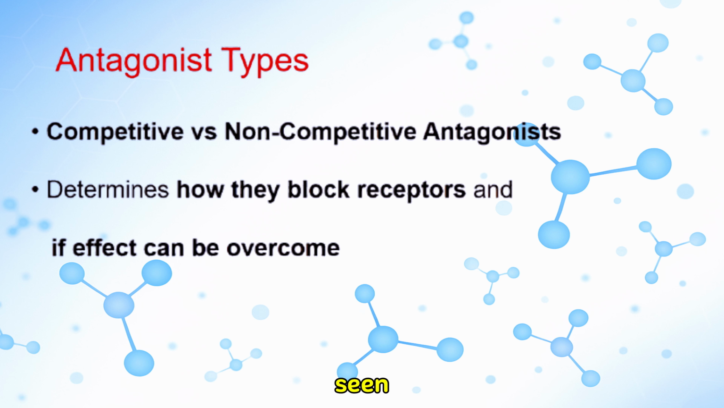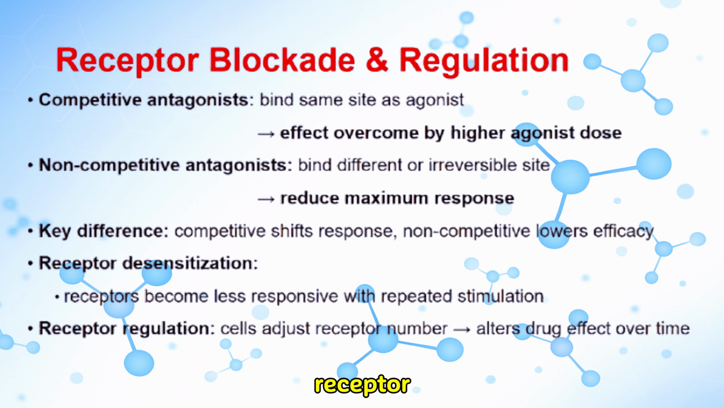So now that we have seen how agonists, partial agonists, and antagonists work, let us take a closer look at how antagonists differ from each other, especially when it comes to competitive and non-competitive receptor blockade. Mechanisms of receptor blockade. Competitive versus non-competitive antagonism. Antagonists can block receptors in different ways depending on how they bind. Competitive antagonists bind reversibly to the same site on the receptor as the agonist. They compete directly with the agonist for that spot because the binding is reversible. If you increase the dose of the agonist, you can overcome the effect of the competitive antagonist.